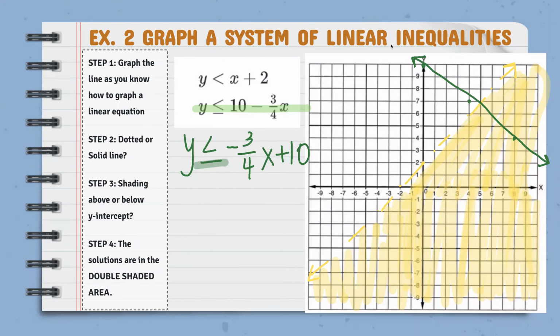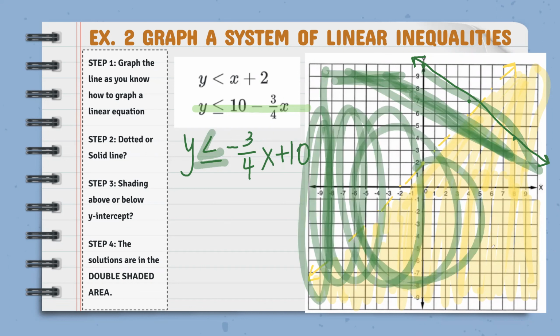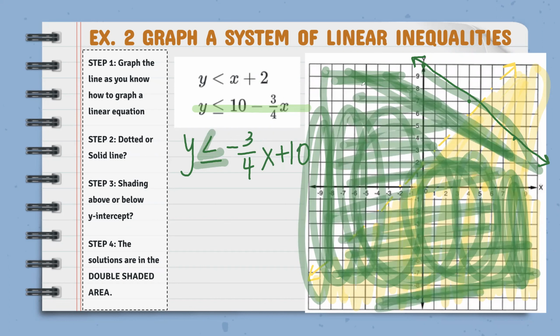And now where am I going to shade? Am I going to shade above or below? Because it's less than, I'm going to go to my y-intercept and shade everywhere less than that y-intercept. I'm just going to go a little crazy over here. Okay, and so I graphed my system of inequalities.